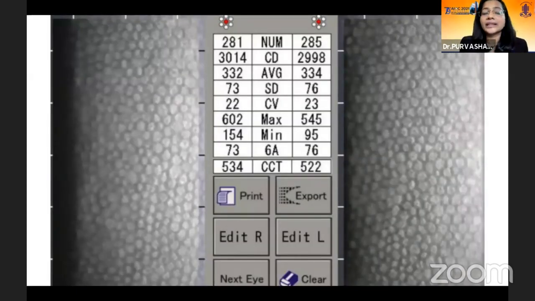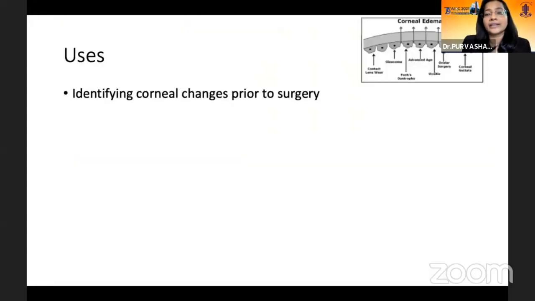Also, the inter-eye difference is important. So if we have images of both the eyes, an endothelial cell count difference of more than 280 cells is considered significant. So where all can we use the specular microscopy?